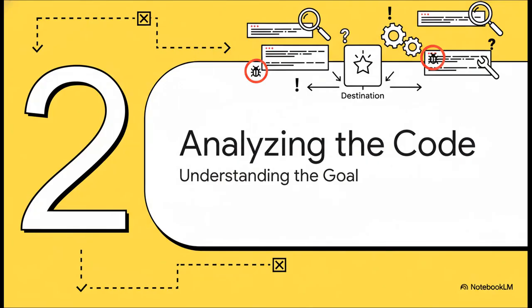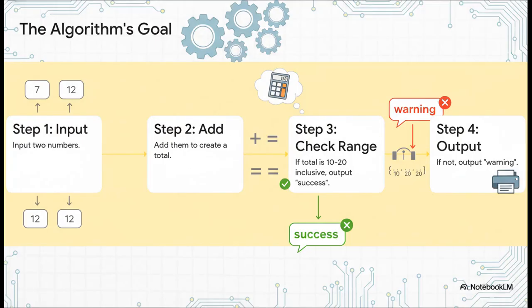Okay, first things first, and this is a big one. Before you can fix any bug, you have to know what the program is supposed to do. This is always step one. If you don't know the destination, how can you possibly know if you've taken a wrong turn? So here's the mission for our little piece of code, laid out clearly in the exam question. First, it needs to take in two numbers. Second, it adds them up to get a total. Third, it checks if that total is between 10 and 20, and that includes 10 and 20. If it is, it should print success. And finally, if it's outside that range, it should print warning.